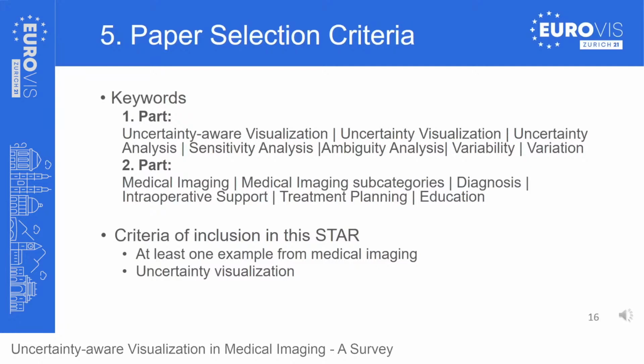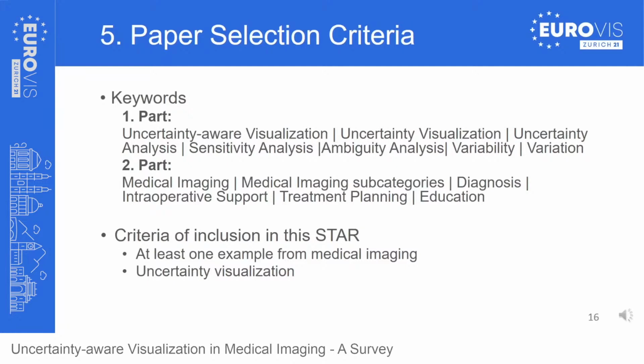What are we actually searching for? We composed keywords that we searched in all of the shown journals by having two parts. The first part goes along with uncertainty-aware visualization, uncertainty analysis, sensitivity analysis, ambiguity analysis, variability, and variation. We included ambiguity, variability, and variation to make sure that we capture the different types of words that can be used to announce uncertainty in a paper.